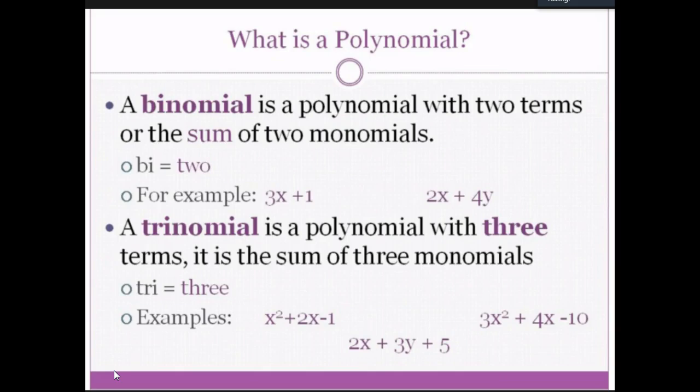A trinomial is a polynomial with three terms. It is the sum of three monomials, where tri means three. You can also think of the word tri as a prefix in other words we know, such as triangle or tricycle. Not pronounced as tri, but triplets.